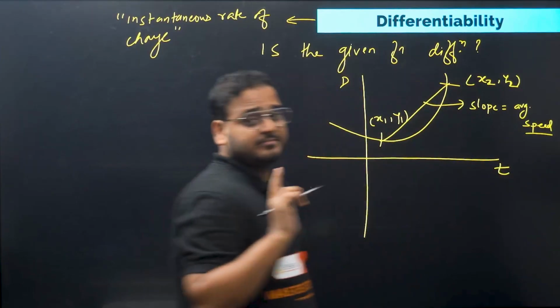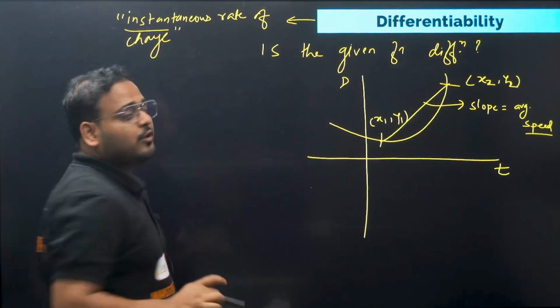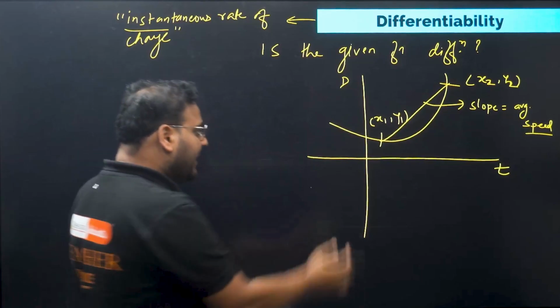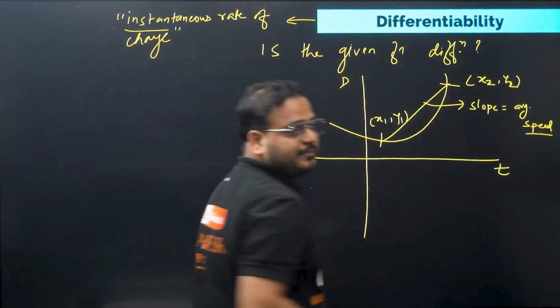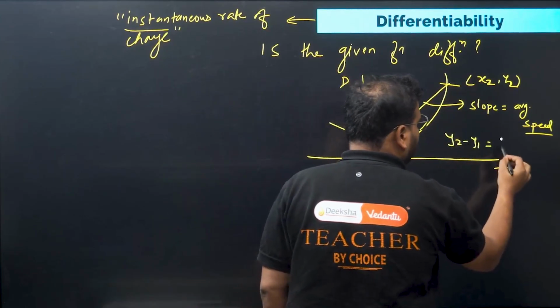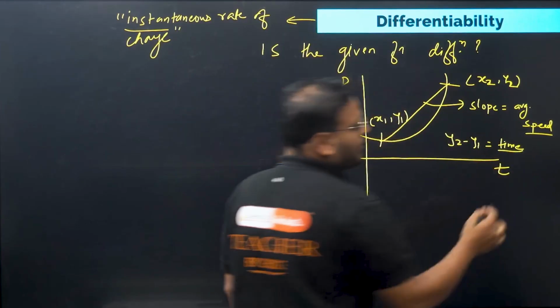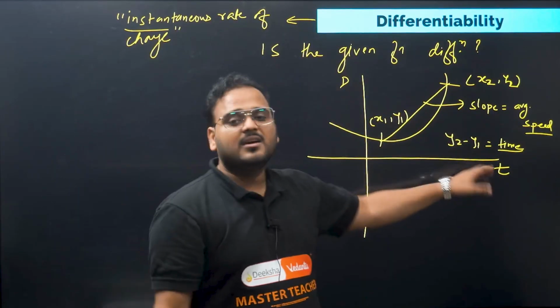This is not the derivative. Derivative is the instantaneous rate of change. Right now, there's a difference in the time, right? This is the time axis. It means y2 minus y1 is some time instant, which is going to be, let's say, 2 seconds, 5 seconds, 10 seconds, whatever it is. But that will give me some time value.